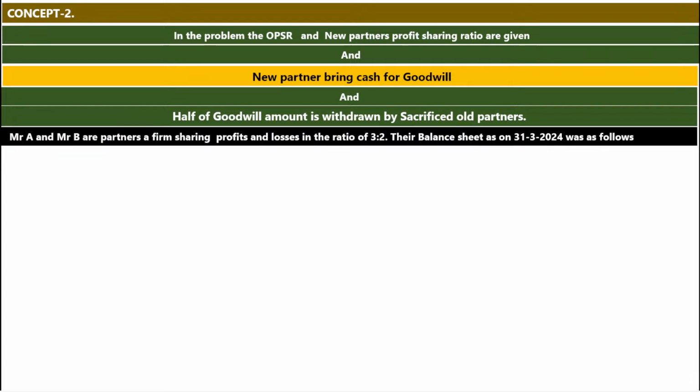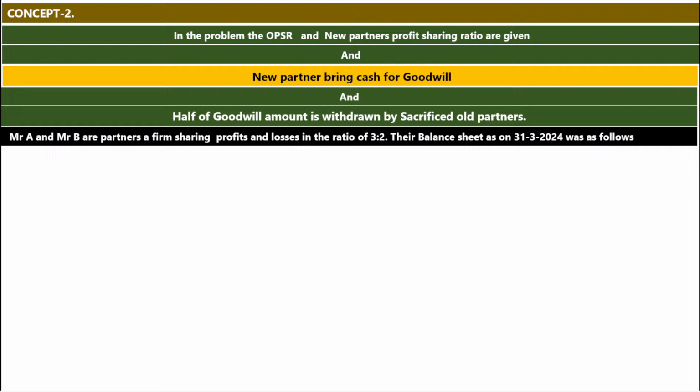Now start the question. Mr. A and Mr. B are partners in a firm. In this partnership firm, there are two partners, one is Mr. A, another one is Mr. B, sharing profits and losses in the ratio of 3:2. It is the old profit sharing ratio, 3:2. Their balance sheet as on 31st March 2024 was as follows. The term used is "was", which means that this is the old balance sheet.